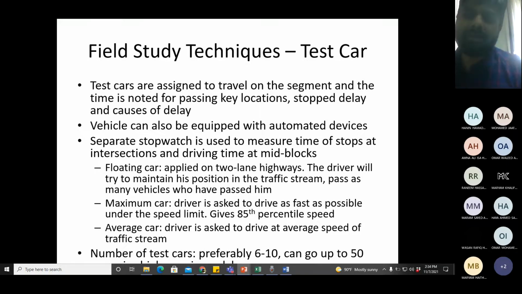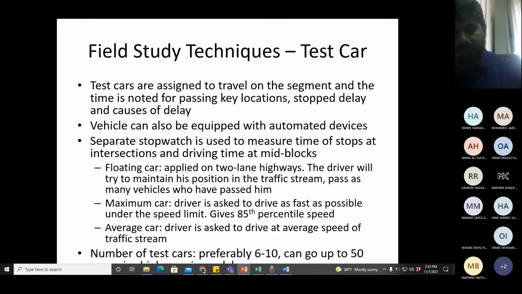Now, how do we collect travel time data? There are different techniques to collect travel time data. The most accurate and the most commonly used technique is the test car technique. Now, what is a test car? It is a car which you will drive over your required segment to observe the travel time. This car belongs to the observer. So the observer is in the car with the driver, stopwatches, pen and paper.